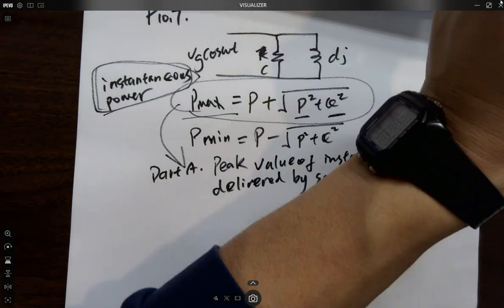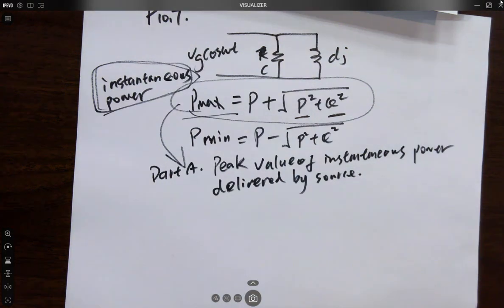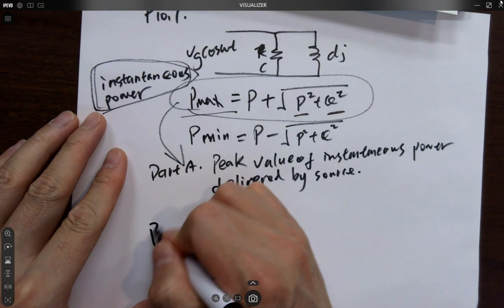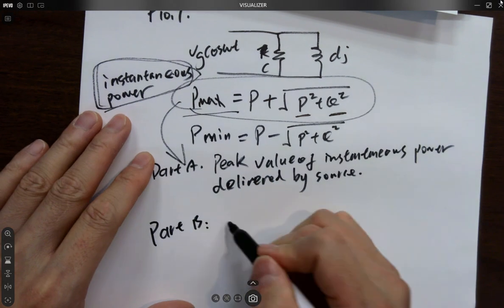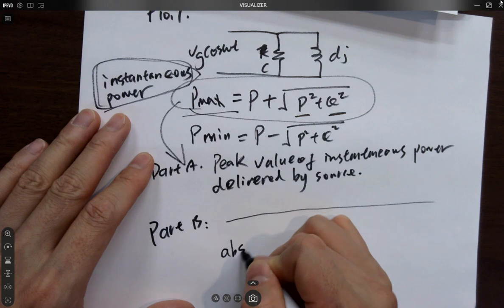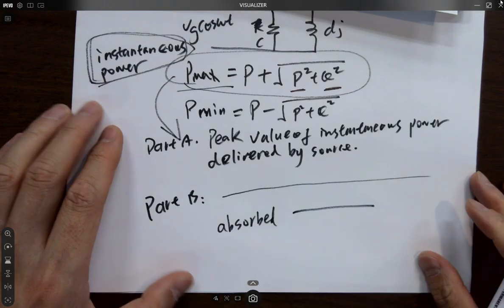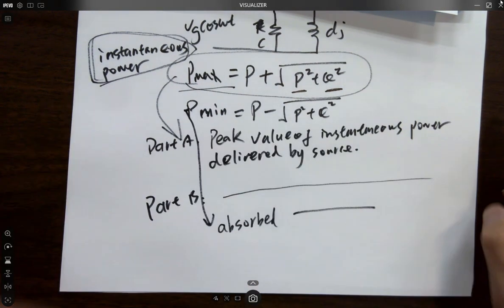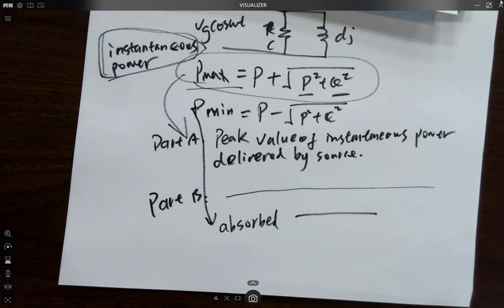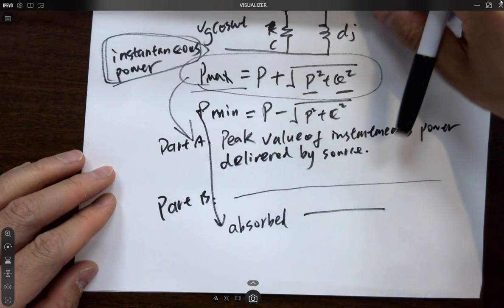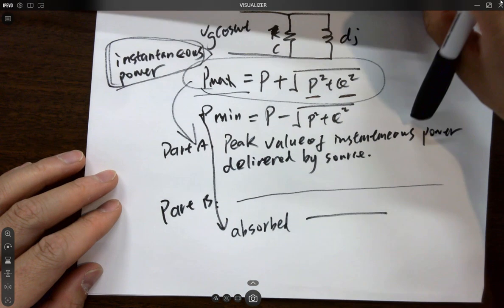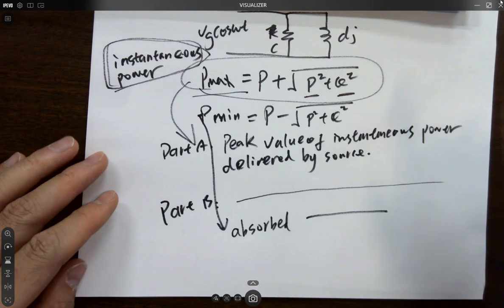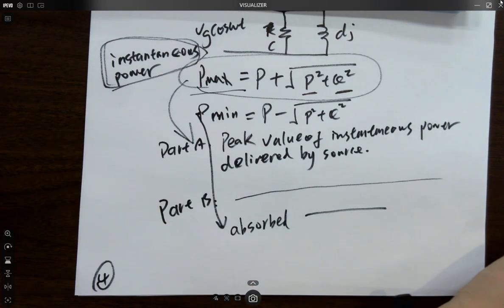For part B, it's asking for the peak value absorbed by the source. Then you use this equation to calculate it. Because whenever it delivers the minimum, it absorbs the maximum. Okay, that's how you analyze it. When it delivers the minimum, it absorbs the maximum. It's the power going back and forth from the reactive load.